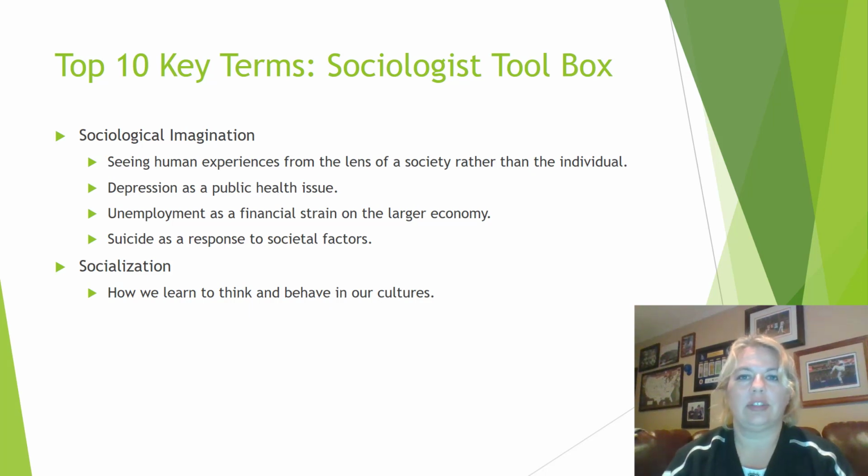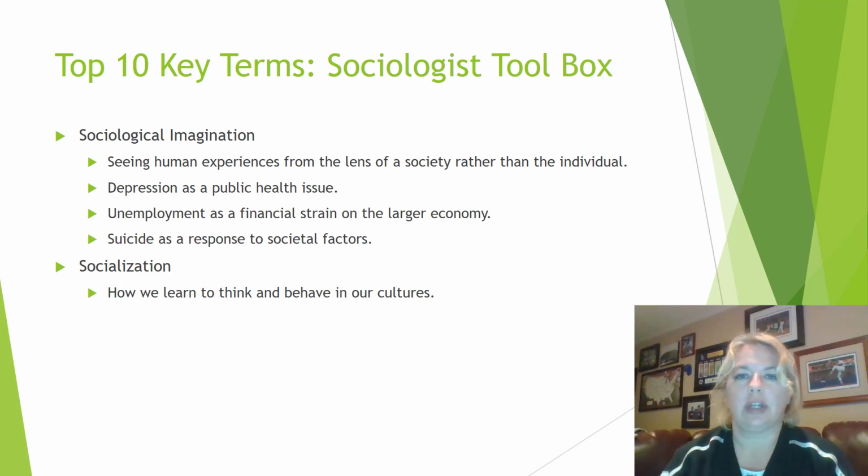In order to understand sociology, I think there are 10 key terms that you need to know. And if you know those, you'll have a pretty good understanding of your local sociologist and the way they're thinking. First of all, sociological imagination, maybe the most important of all sociology terms. It refers to seeing human experiences through the lens of society rather than the individual.